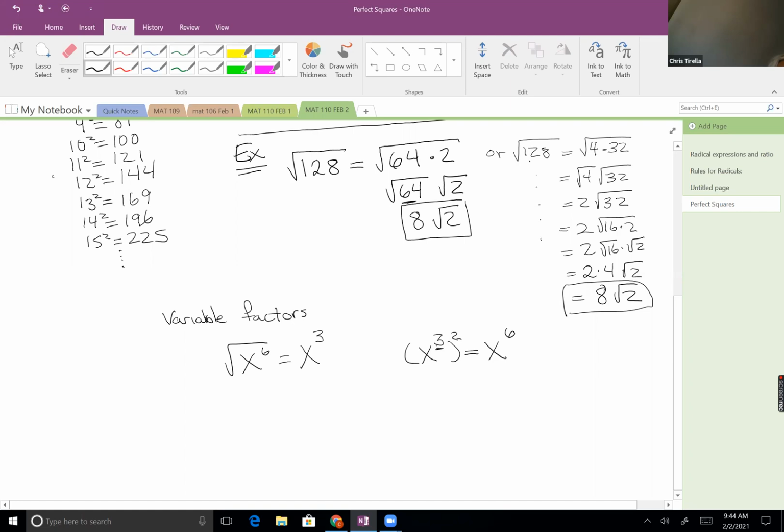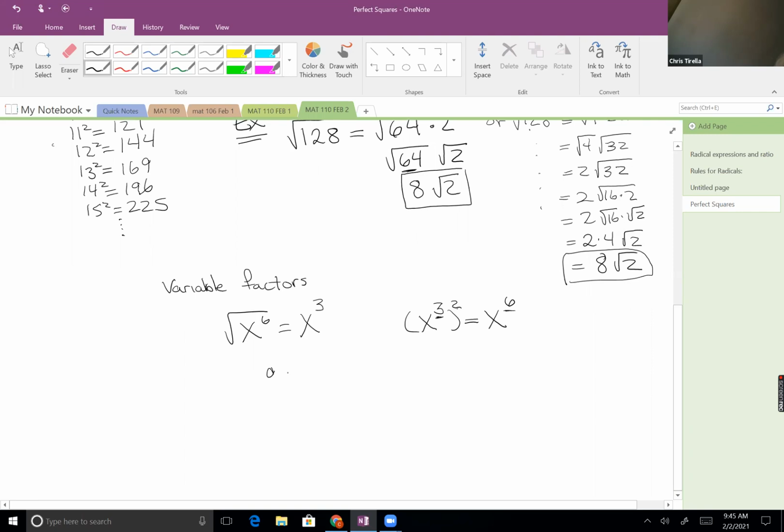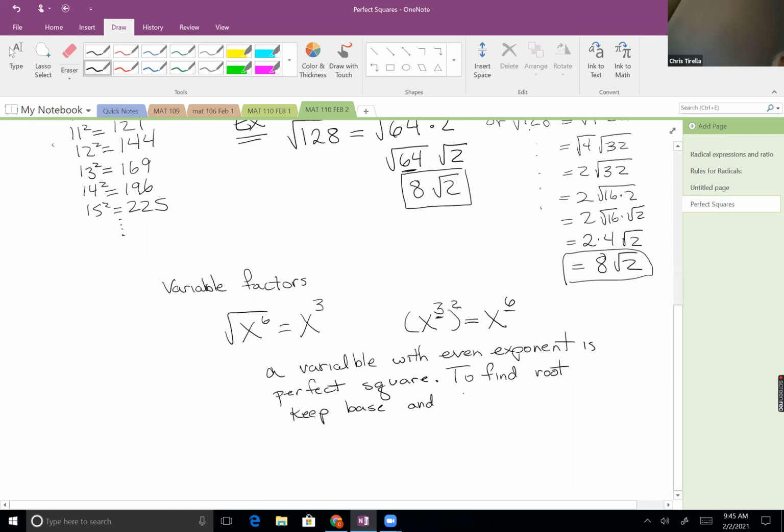And because we're looking to say, what do we multiply by 2, does it make sense that a variable with an even exponent will be a perfect square? To find its root, we just half the exponent. To find the root, we keep the base and divide the exponent by 2.